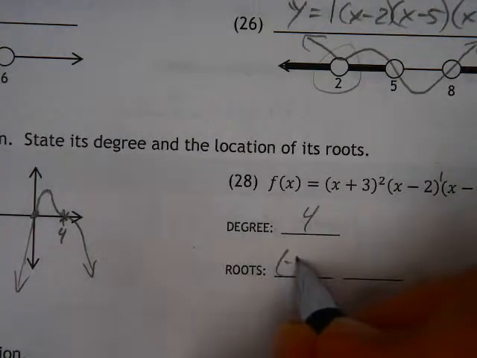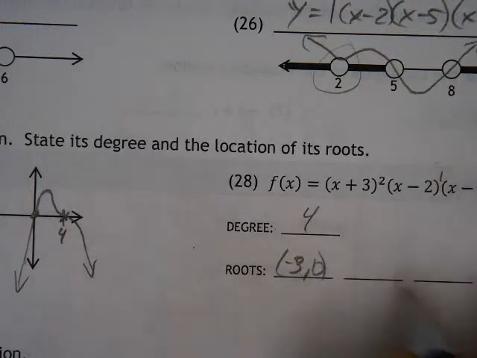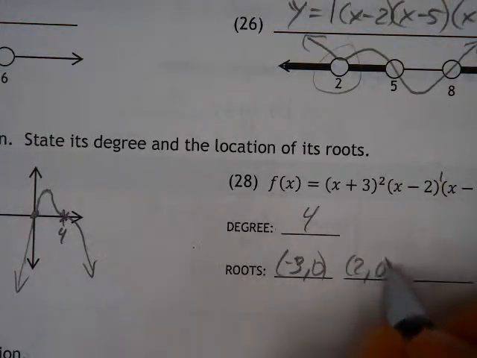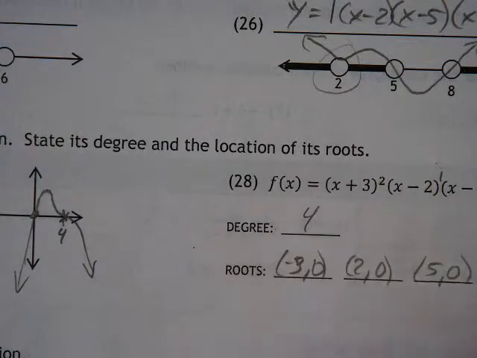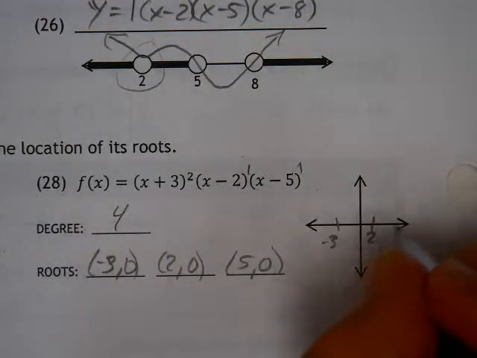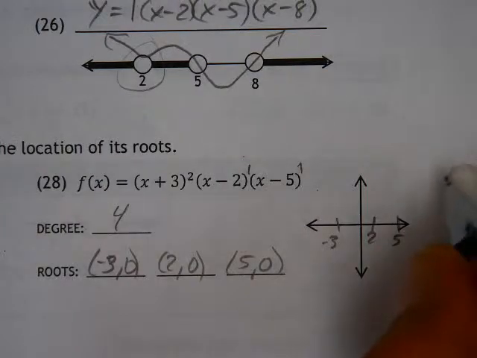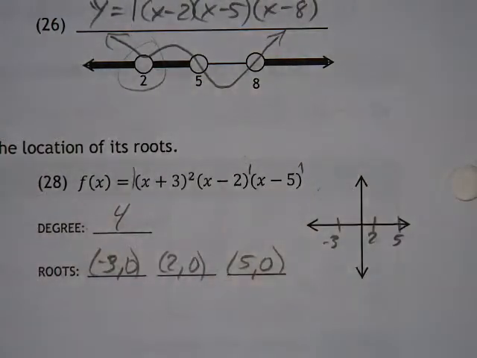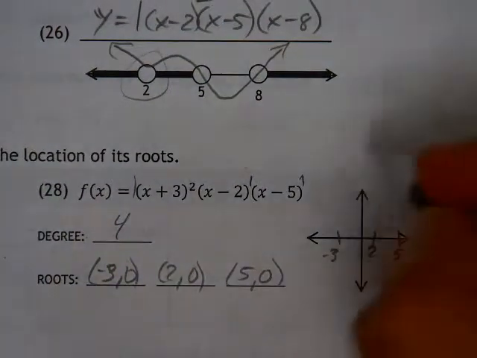We have a root at negative 3, 0. We have a root at 2, 0. We have a root at 5, 0. If I identify those, there's negative 3, there's 2, and then there's 5. Okay? The fact that this is positive 1 or positive something means it's going up and to the right.